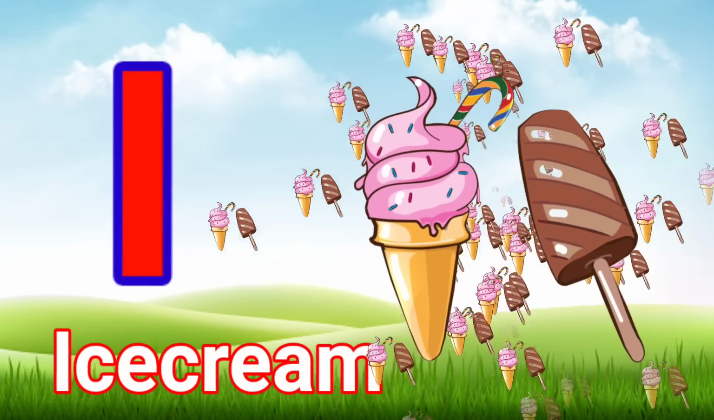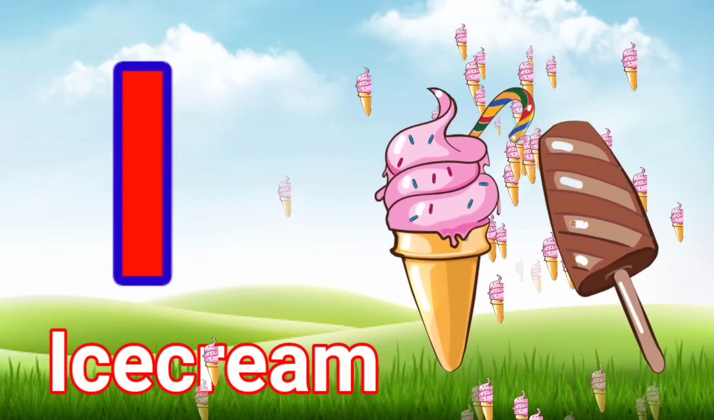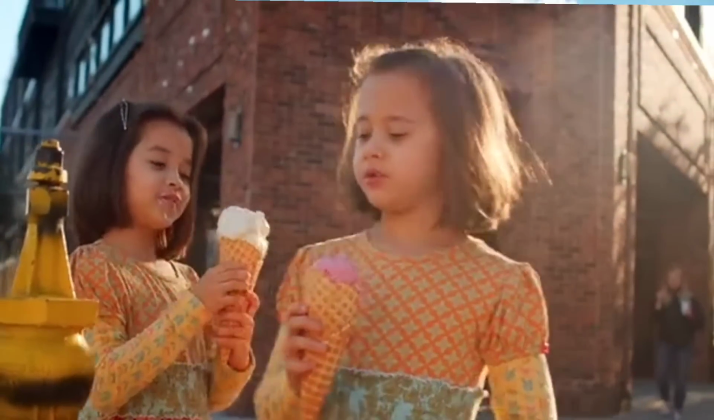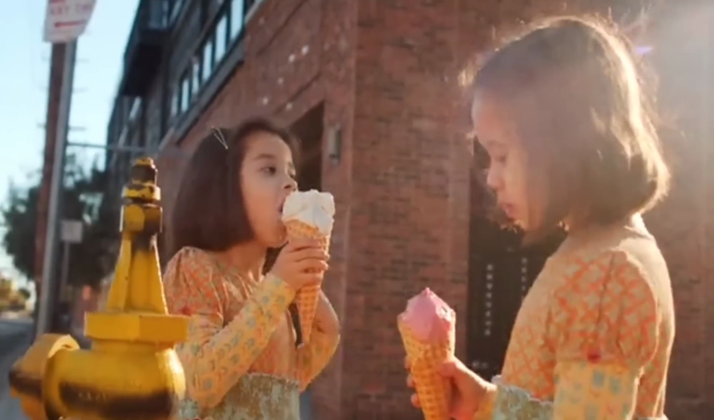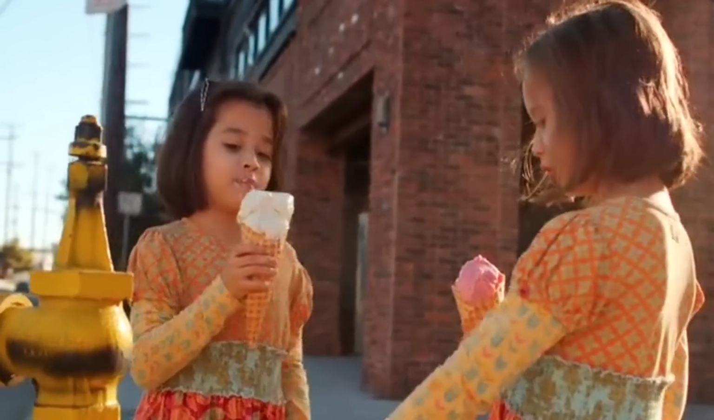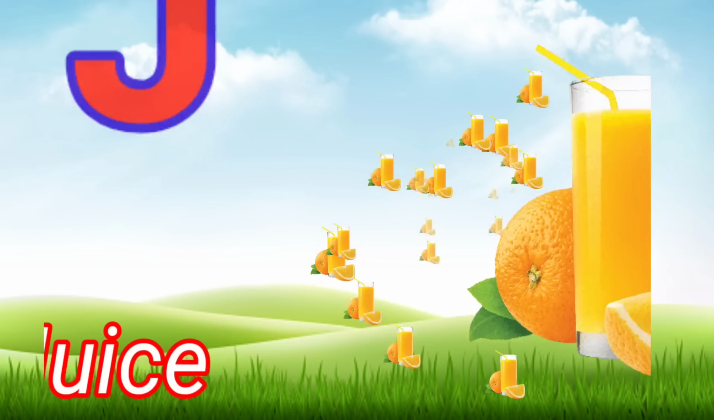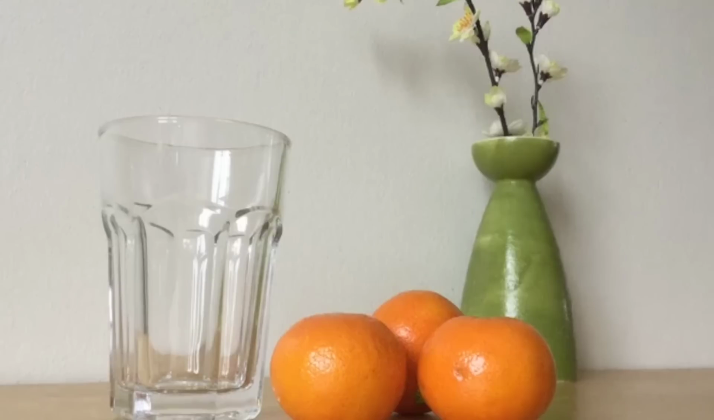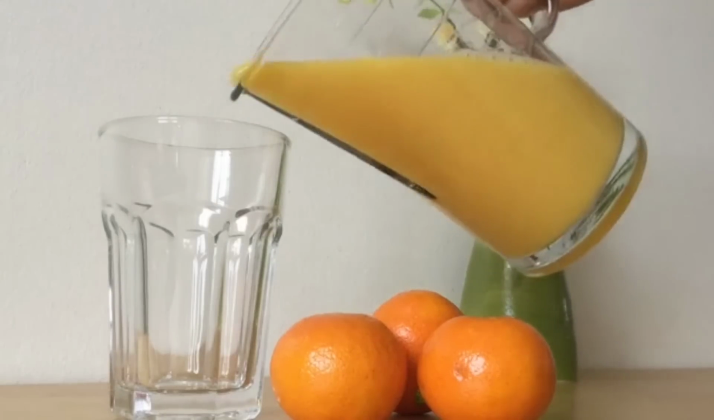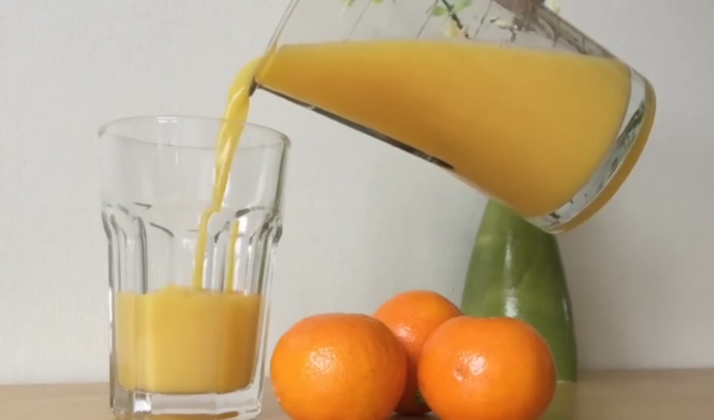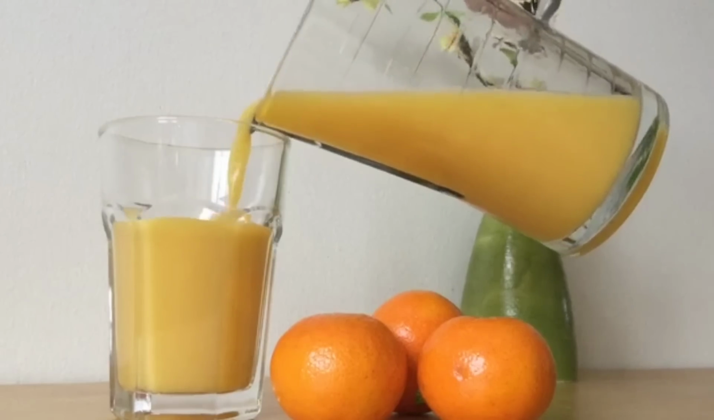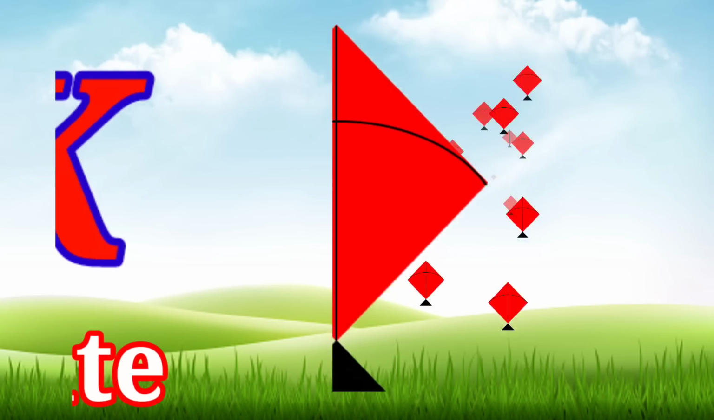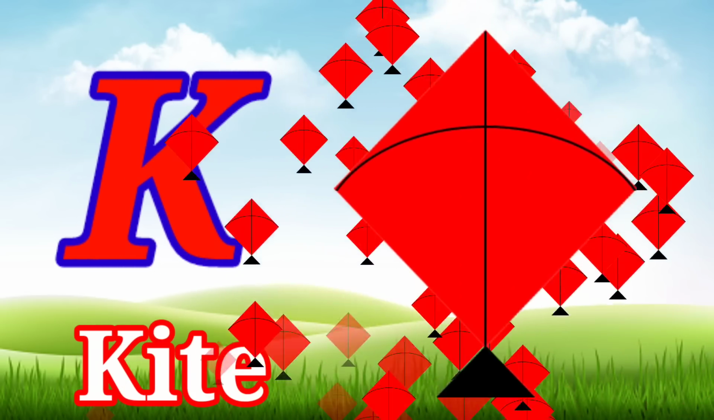I for ice cream. Where is ice cream? Auntie. J for juice. Orange color. K for kite.